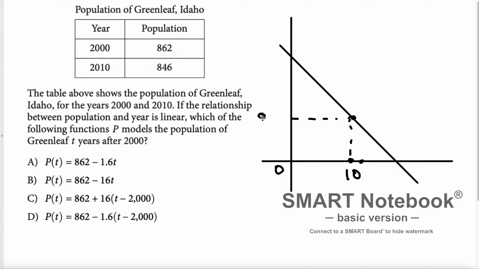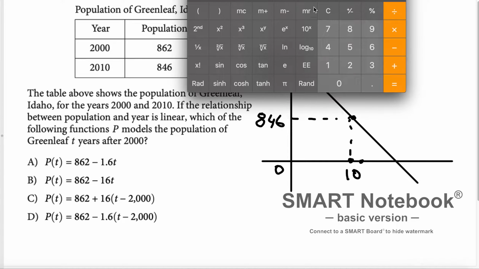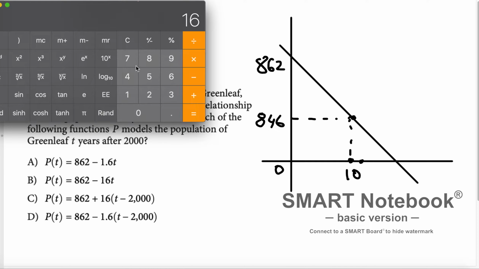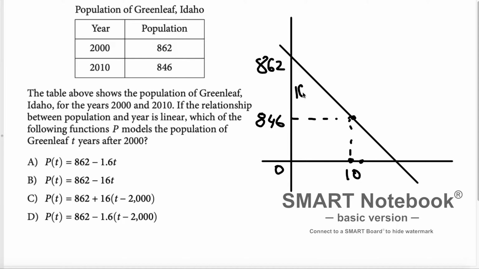So let me write here the population 846. And in 2000, they were 862. Now we can take this one very easily. We can subtract 862 minus 846, and we see this difference here is 16.